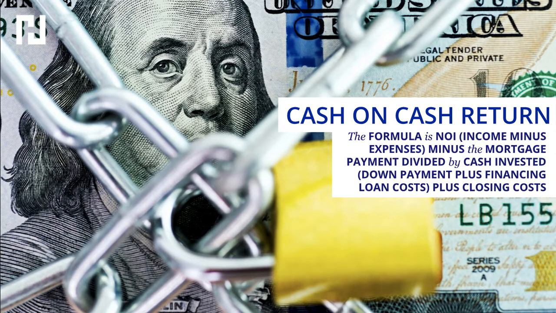Cash on cash return. This formula is the net operating income, otherwise known as your income minus expenses, minus the mortgage payment, divided by any cash that was invested in the property. This can be thought of as a down payment plus any financing cost of the loan. And don't forget your closing costs. The cash on cash return is really thinking about how much investment you're getting as a result of the cash that you're putting into the deal. So how much return are you getting on the actual cash that you as the investor had to place in that investment?